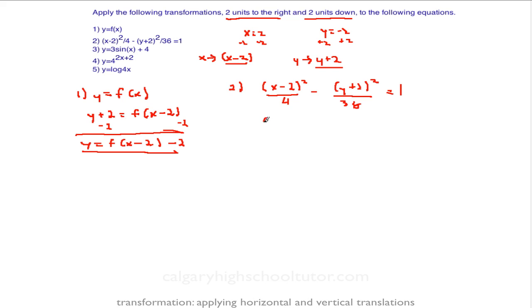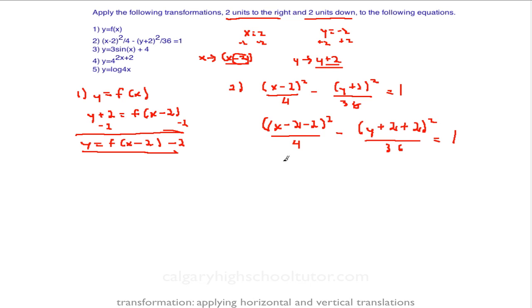On the horizontal translation, they already have x minus 2, and we're going to add a further minus 2 to that, so x minus 2 minus 2, squared over 4, minus, and for y, we're given y plus 2, and we're going to add another plus 2 to the value of y, squared over 36 is equal to 1.